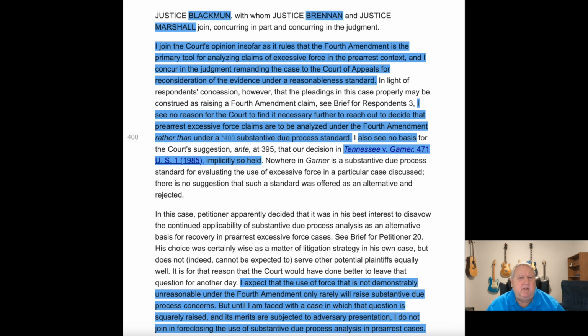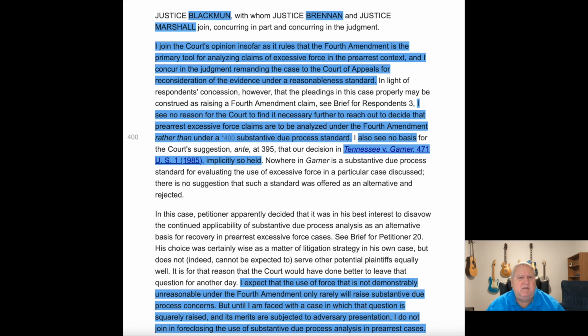In light of respondents' concession, however, that the pleadings in this case properly may be construed as raising a Fourth Amendment claim, I see no reason for the court to find it necessary further to reach out to decide that pre-arrest excessive force claims are to be analyzed under the Fourth Amendment rather than a substantive 14th Amendment due process standard. He's saying one does not preclude the other.